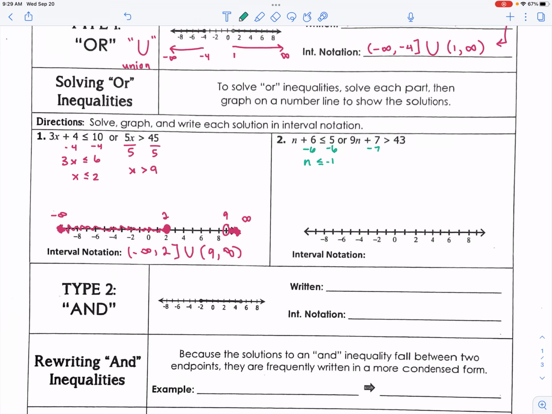And over here, we're going to subtract 7. We're left with 9n is greater than 36. Divide both sides by 9. We get n is greater than 4.